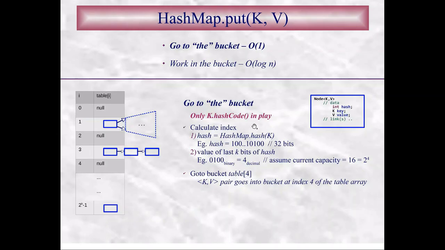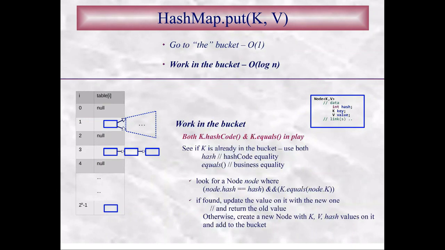Only the hash code went into this operation. The hash code had the word on which index it would be. Equals had nothing to do with it. Once in the bucket, what needs to be done is to see whether this key value passed in is already there among the nodes in the bucket, if there are any.